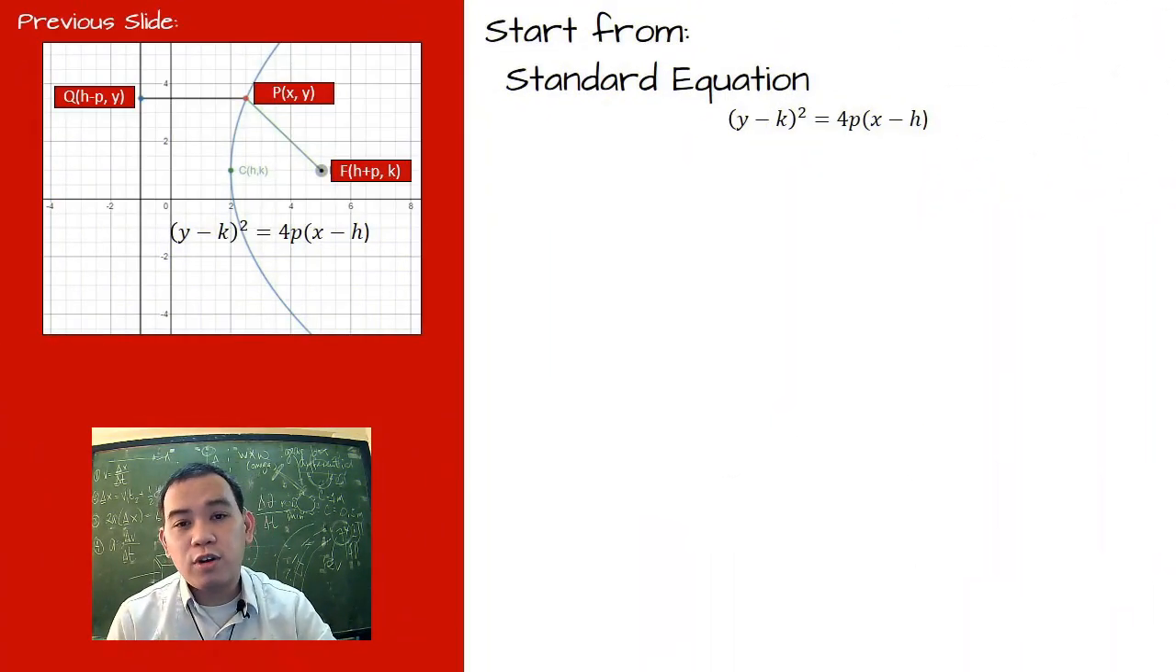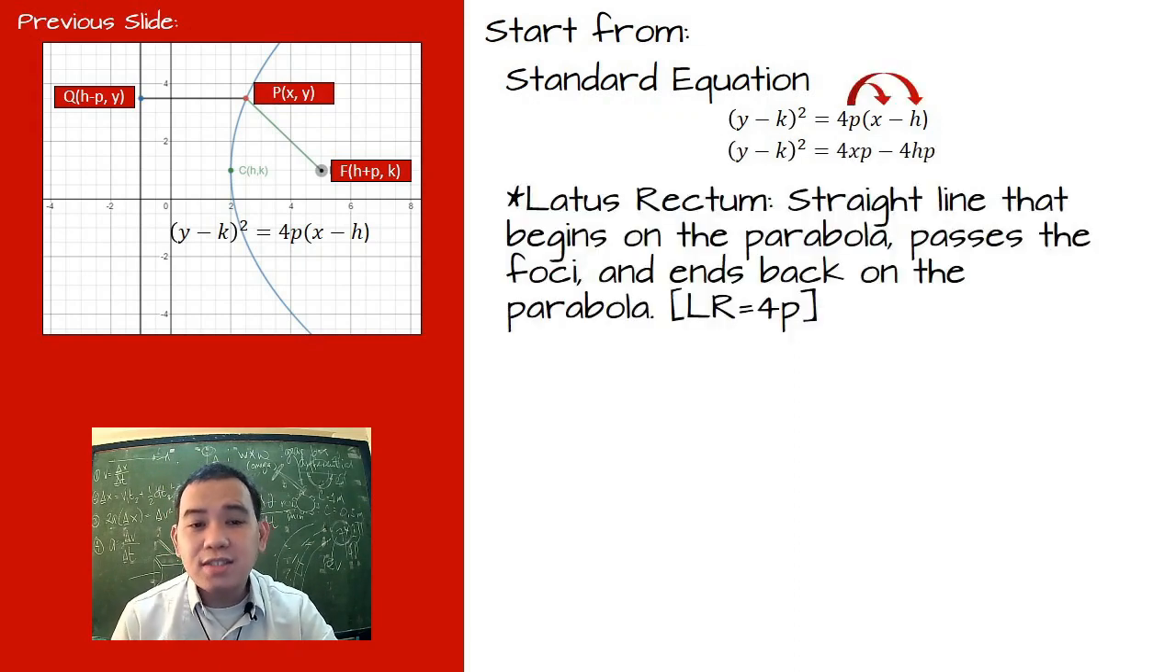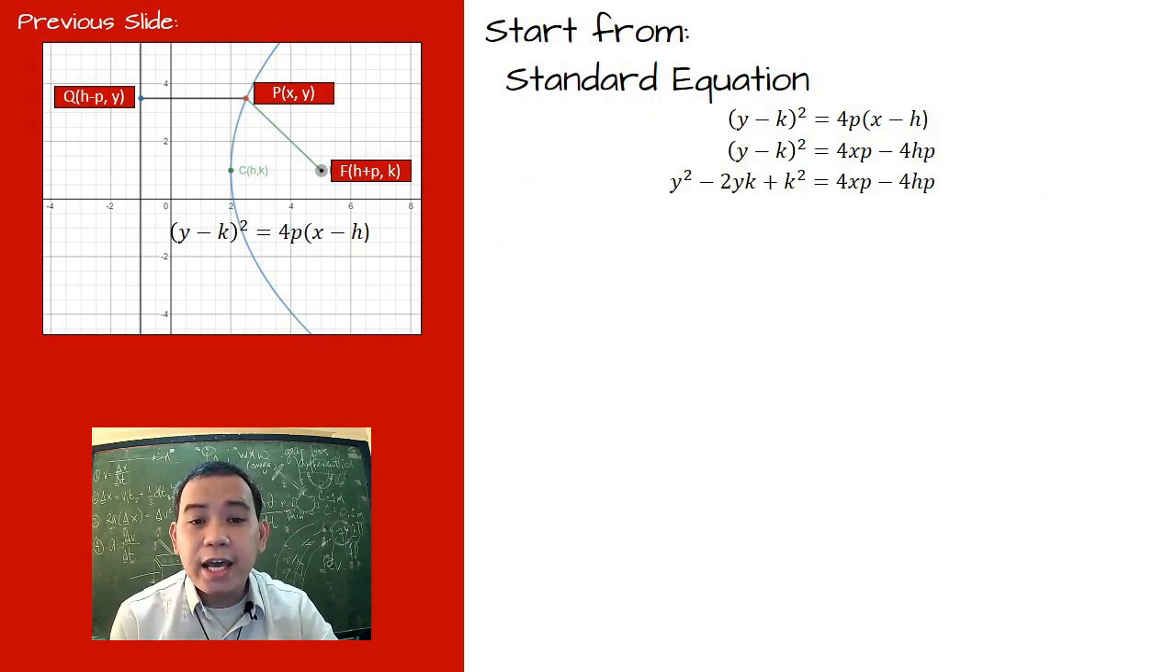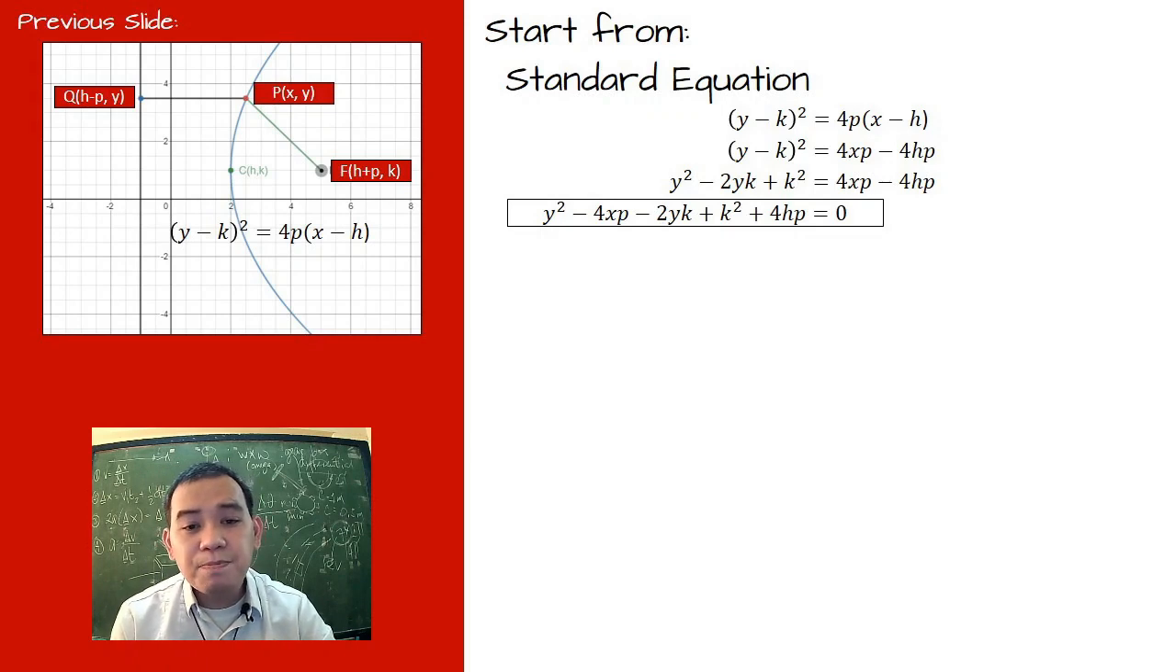Finding the general form of each parabola is easy. We begin with the standard equation and distribute the 4p multiplier. Coincidentally, if you are asked to find the latus rectum of a parabola, the equation is 4p. Next, I expand the binomial, open quantity y minus k, close quantity squared, and transpose everything to the left-hand side of the equation. The result is a general equation of a parabola opening to the east of a Cartesian grid.